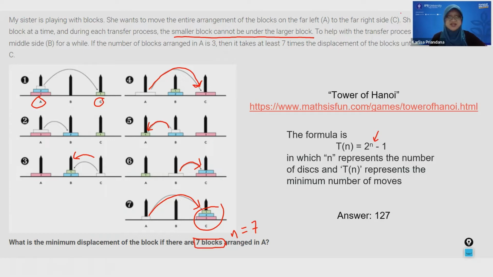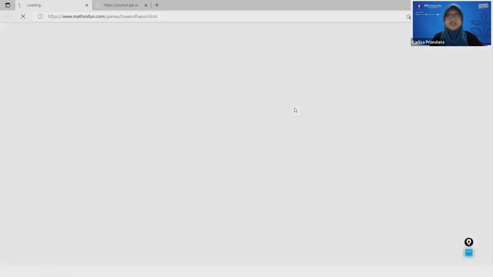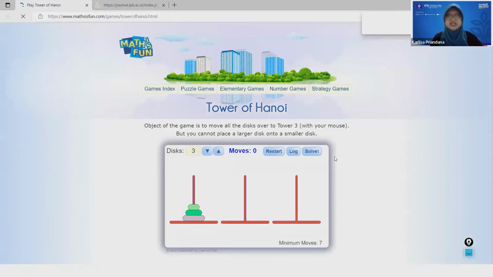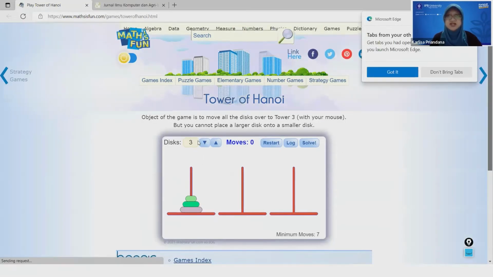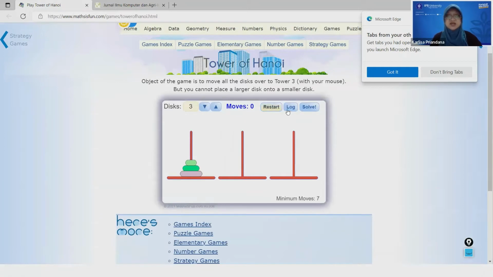Okay, I will try to click this link, and you can also click this link if you want. Let's start with the 3 disks first. Let's try to solve this. See? This is the way to solve 3 disks. You can increase this to 4, for example, and try to solve it again. I hope you have time to also simulate for 7.